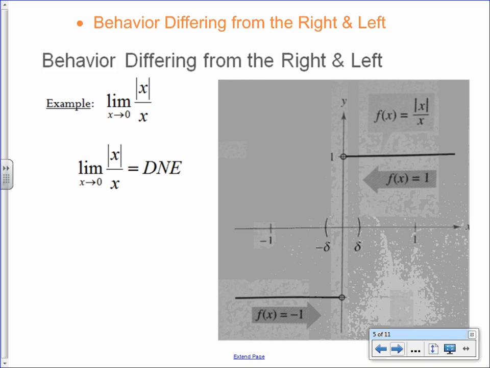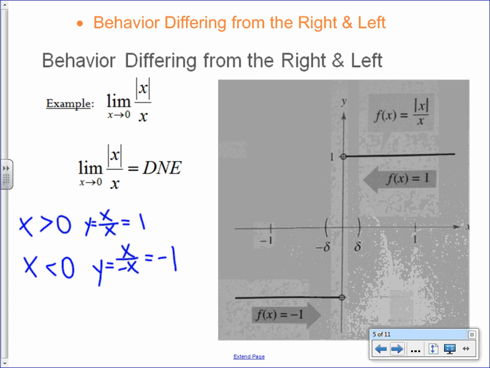Because when we plug in a negative number for x, the numerator looks positive because of the absolute value, but the denominator is still negative, so it's still a negative. So let's think about what the absolute value means. Anytime our x is greater than 0, we're going to get x over x, correct? Which is 1. Anytime x is less than 0, we're going to get x over negative x, which is -1. So that's why the graph looks the way that it does.